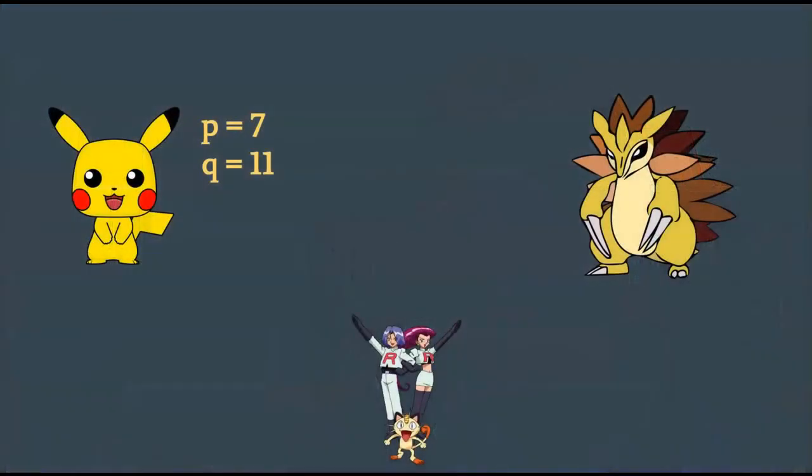Now let's take a look at the details, or the math behind it. First, the Pikachu needs to create the private and public keys. The Pokemon first picks two prime numbers, P and Q. Let's say P is 7 and Q is 11. In real life, these numbers would be much larger, but for now, let's just stick with 7 and 11. The next step is to create a number, n, which is the product of P and Q. In this case, n is 77.